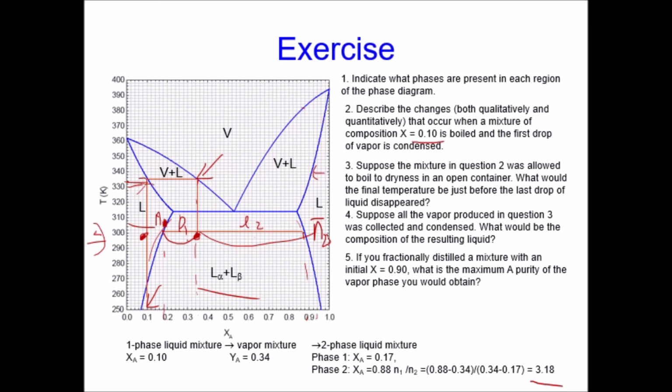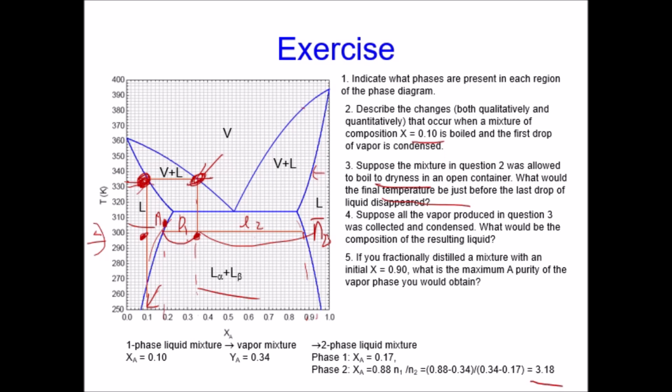Okay, question number 3. Suppose the mixture in question 2 is allowed to boil to dryness in an open container. What would be the final temperature? So we start with 0.1, and here is when it starts to boil, and this is the first vapor phase composition. You can see the vapor phase has more A in it than B. In other words, more A escapes from the liquid. So the liquid should have more B with time.